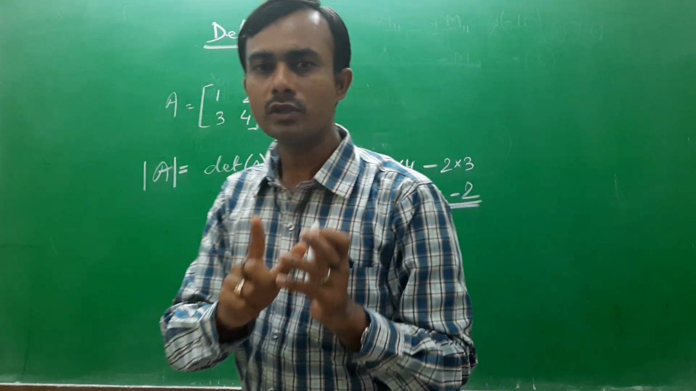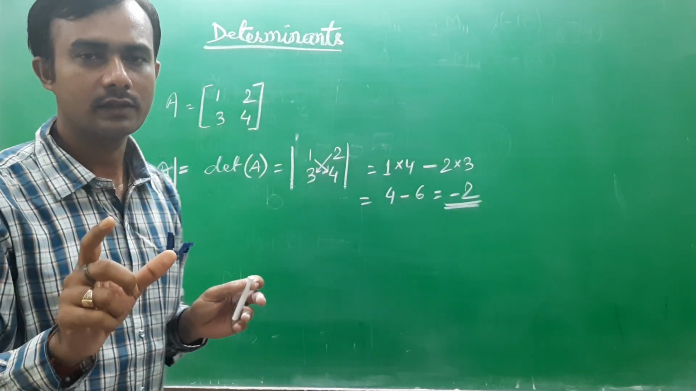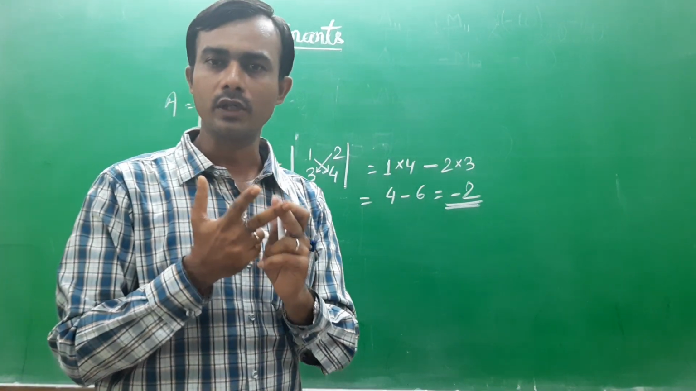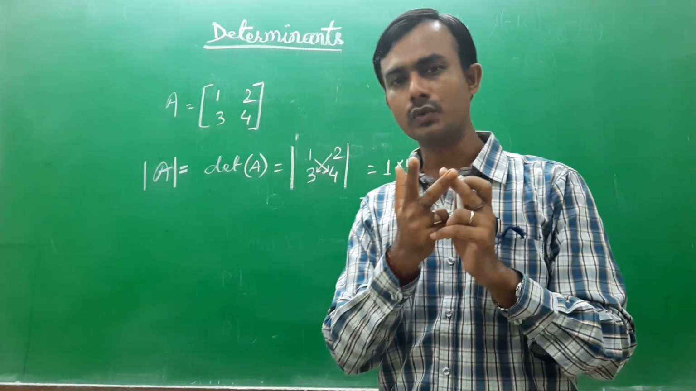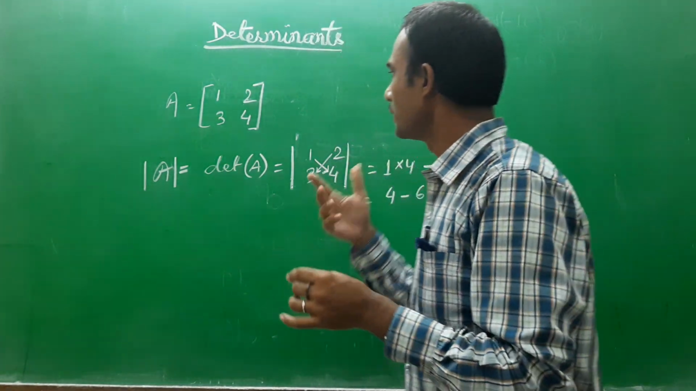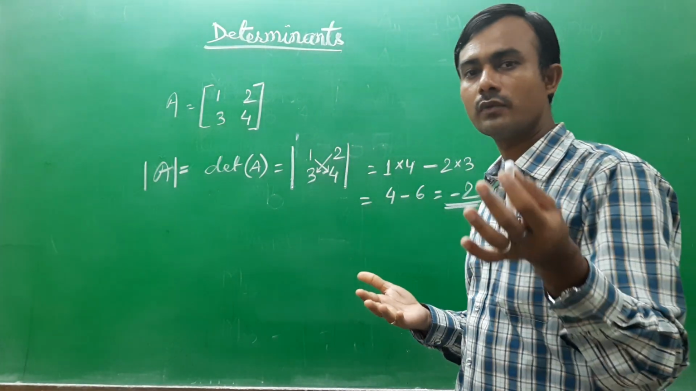Determinant is only possible for a square matrix, only for a square matrix. Either it is of order 1, 1 into 1, order 2, 2 into 2, order 3, 3 into 3, or 4 into 4. First we will discuss order 1.